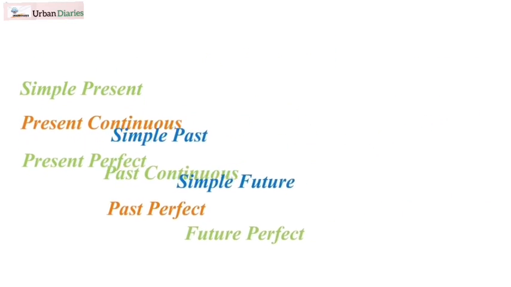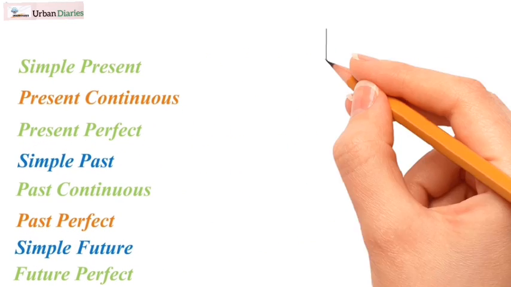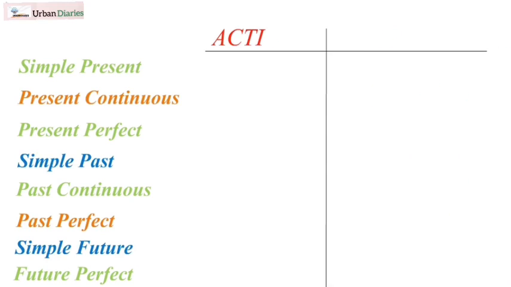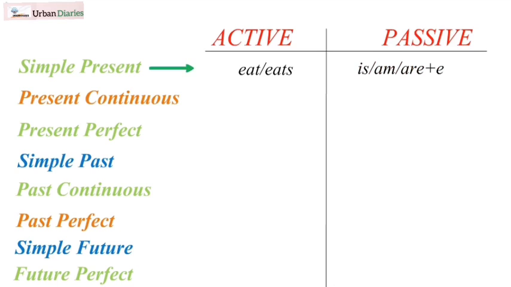Now let's talk about rest of the 8 tenses. We'll take the main verb eat and we'll see how does this function with each tense. In simple present we write I eat the apple or he eats the apple. While changing it into passive voice, we will write the apple is eaten by him. This is, am, are will be used as per the subject.